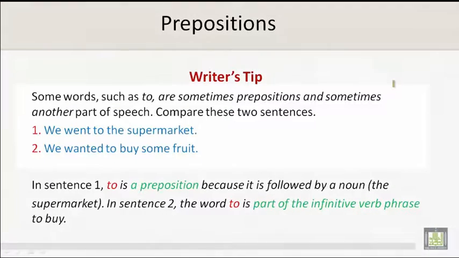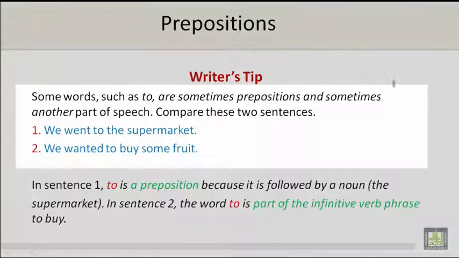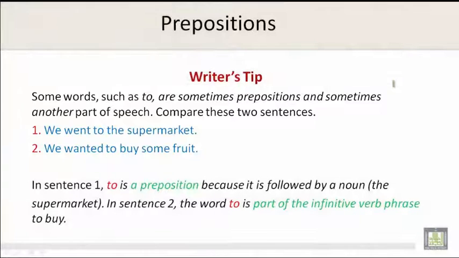Prepositions, writer's tips. Some words, such as to, are sometimes prepositions and sometimes another part of speech. Compare these two sentences. We went to the supermarket. We wanted to buy some fruit. In sentence 1, to is a preposition because it is followed by a noun, the supermarket. In sentence 2, the word to is part of the infinitive verb phrase to buy.